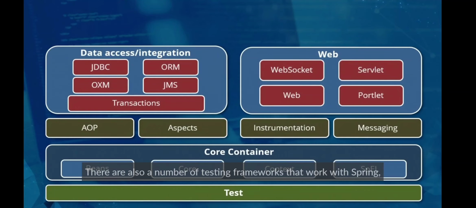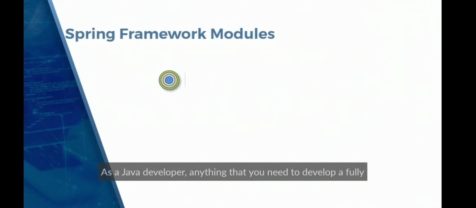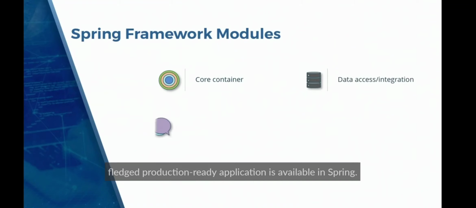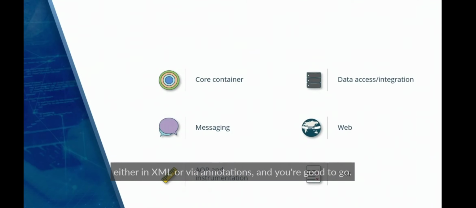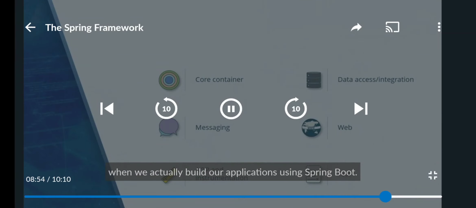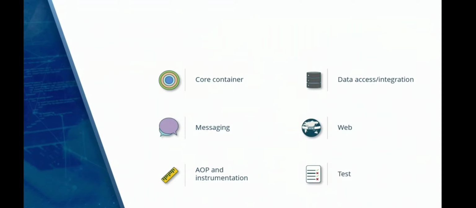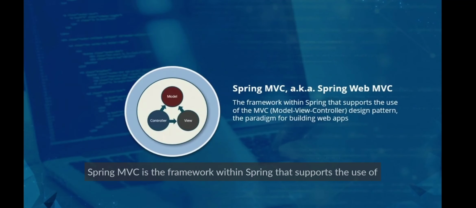There are also a number of testing frameworks that work with Spring, allowing you to test your application end to end. As a Java developer, anything that you need to develop a fully fledged production ready application is available in Spring. You simply have to use the right component, set up the right configuration either in XML or via annotations, and you're good to go. I won't discuss each of the Spring modules in detail. You'll be encountering many of these modules when we actually build our applications using Spring Boot. But let's discuss Spring MVC briefly because we'll use that a lot.